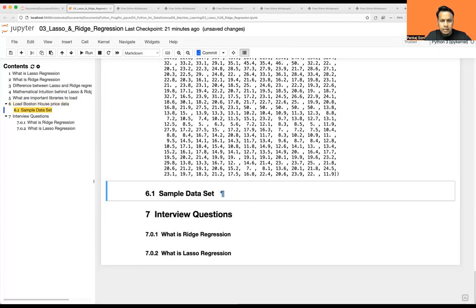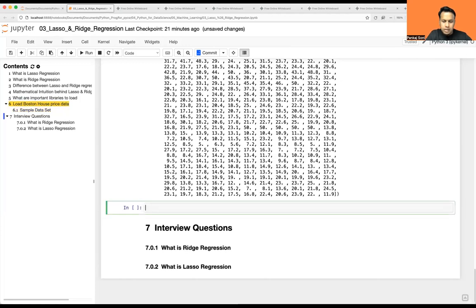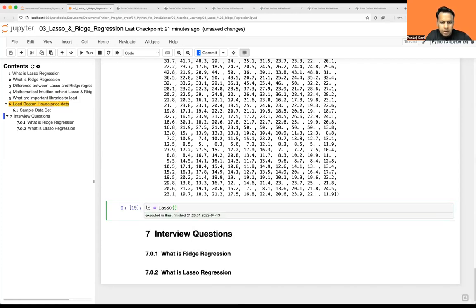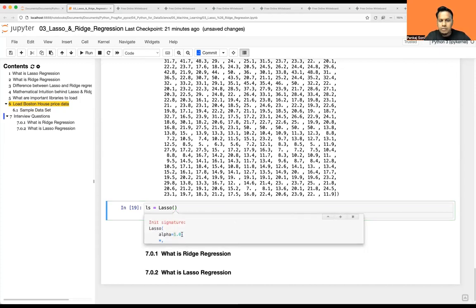Now let's go ahead and create the lasso regression. Lasso is the function, and I'm going to create ls as the variable name. By default it will have some alpha. That alpha is nothing but the lambda value, and by default it is 1.0. You can put any value, and based on that it is going to increase and decrease while finding the global minimum.